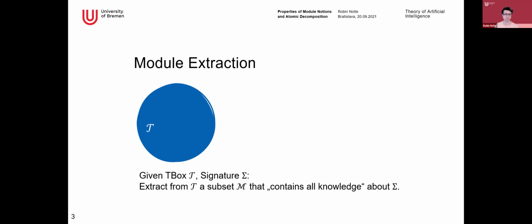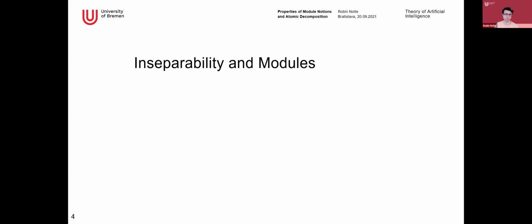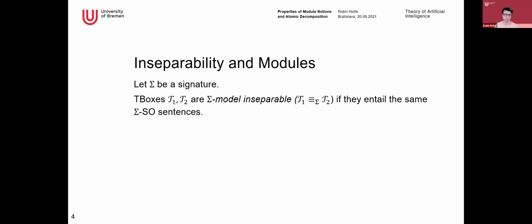So modular extraction is the problem: given a T-box T in the signature sigma, that is a subset of concept and role names, we want to extract from T a subset M that contains all knowledge about this signature. Formally, you can capture the notion as follows. Two T-boxes are inseparable with regard to sigma if they entail the same second-order sentences written just using sigma. And then a module of T is a subset M of T such that M and T are inseparable from each other with regard to the signature, so they entail the same second-order sentences written in sigma.